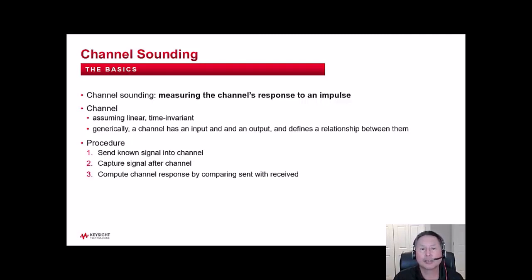This is because the signal can be expressed as a linear combination of impulses. You simply compute the channel response to each impulse in your signal and then add the responses together to get the total response to your signal, a process also known as convolution. Note that a channel can be anything in between the output of the channel sounding signal and the input to the analysis hardware. So to summarize, the channel sounding procedure is: send a known signal into the channel, capture the signal after the channel, and then compute the channel response by comparing the sent signal to the received signal.